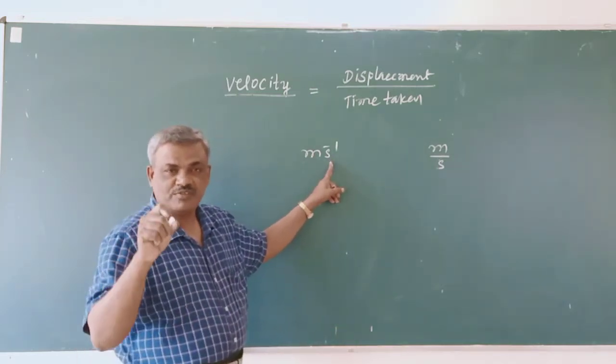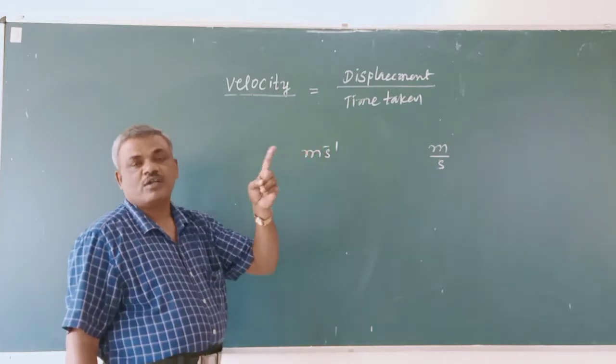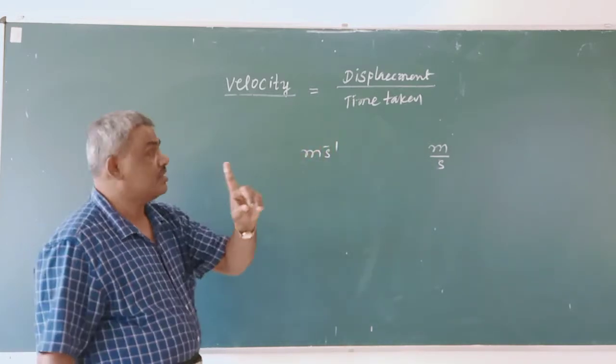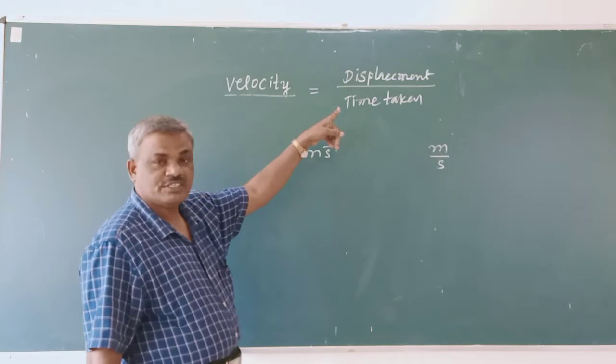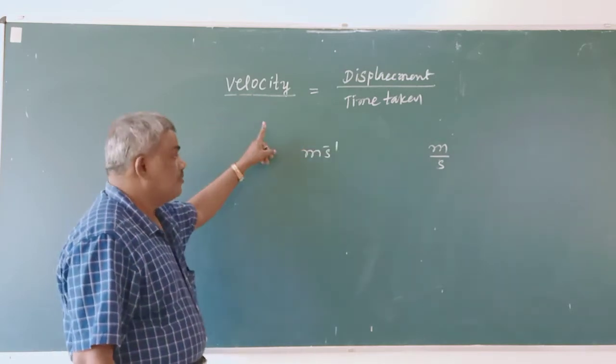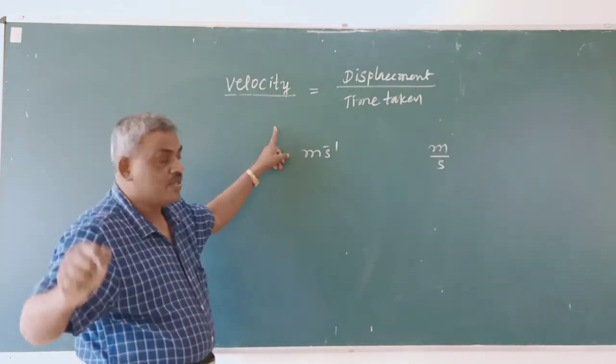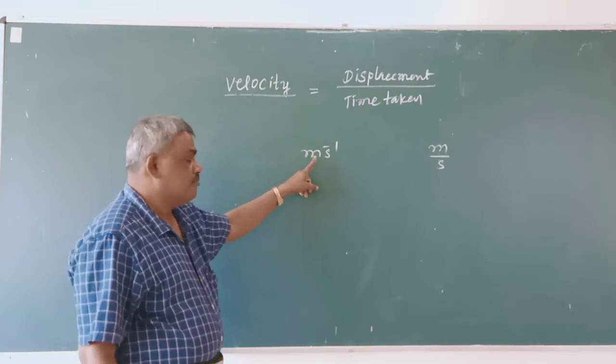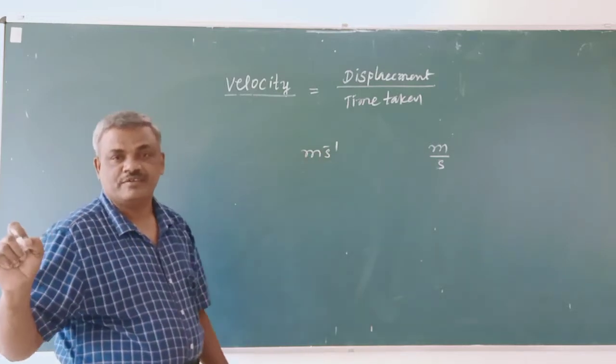So velocity means the rate of change of displacement is called velocity. Velocity equals displacement by time taken. Velocity is a vector quantity. The SI unit of velocity is meter per second.